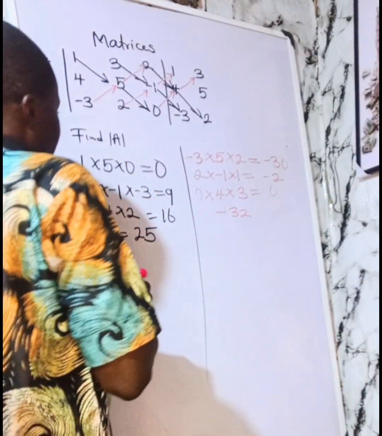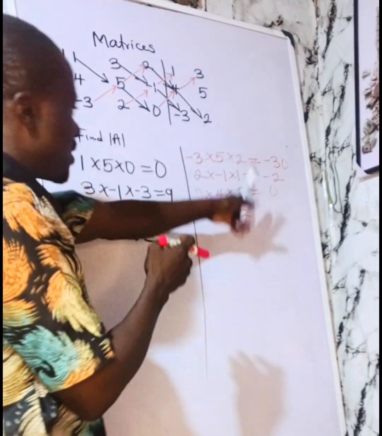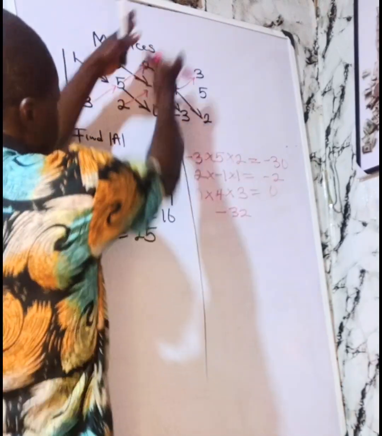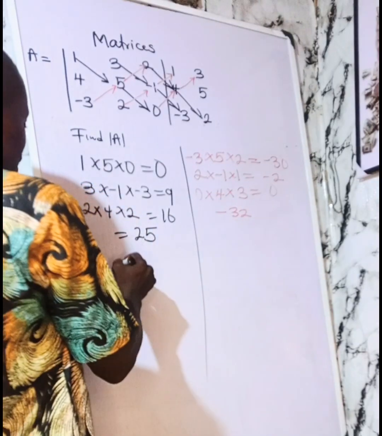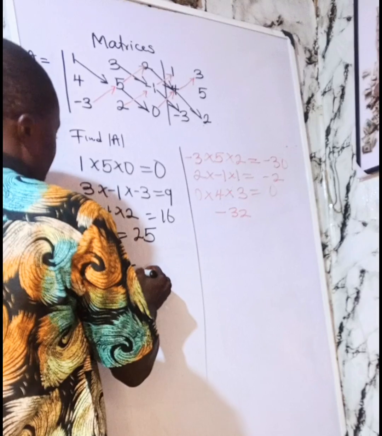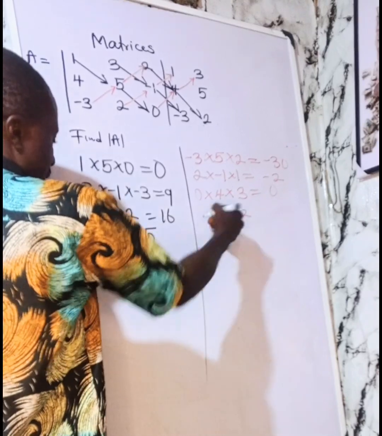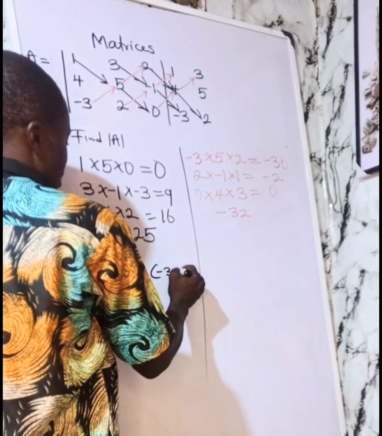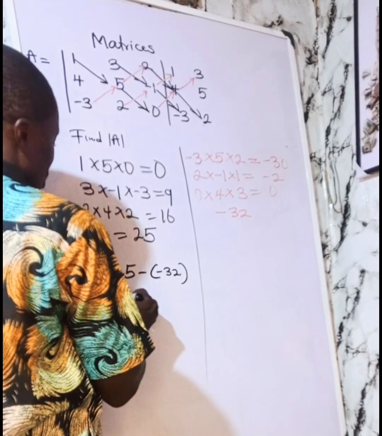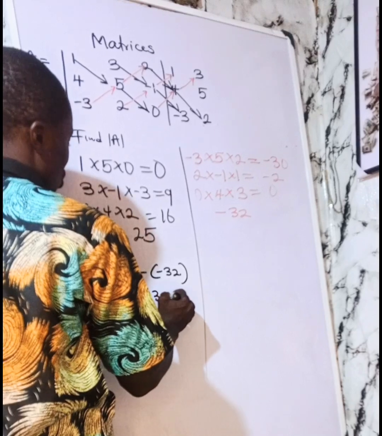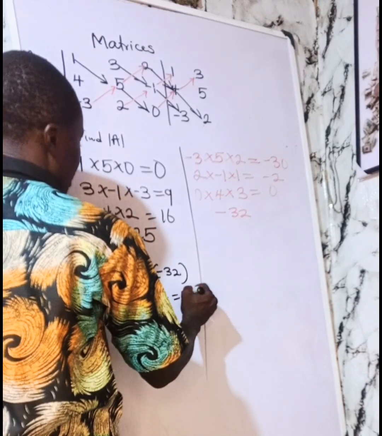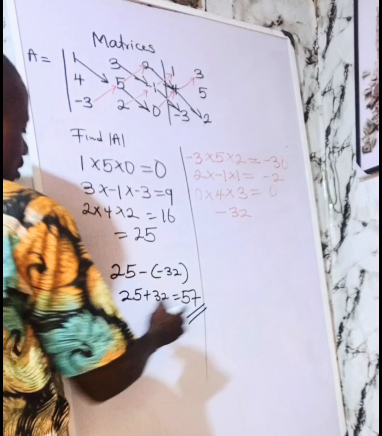Now remember we said this diagonal minus this diagonal. So the final answer is going to be 25 minus, then this diagonal has a negative sign, minus 32. This will be 25, minus times minus is plus 32, which is equal to 57. This is the answer to the question.